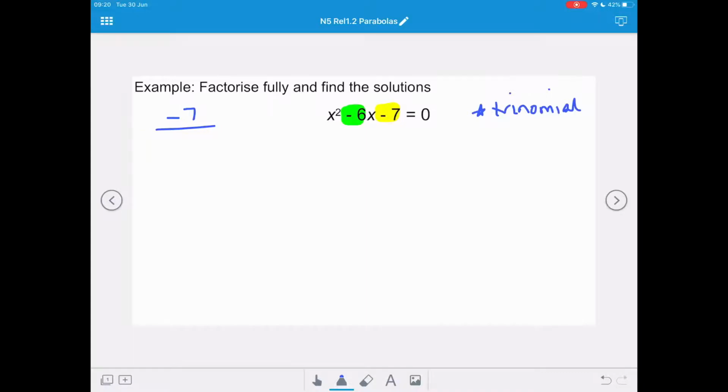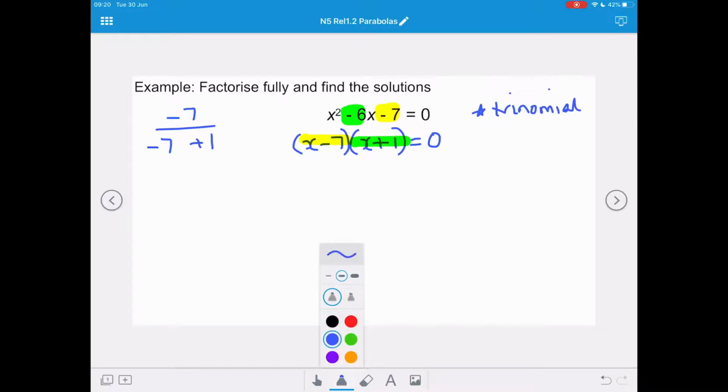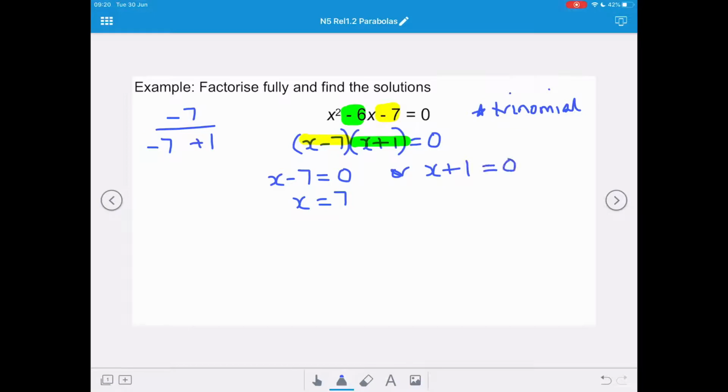And so we know that because there's a negative 7 at the end, our biggest factor is going to be negative, so we've got negative 7 and plus 1, and that does give us negative 6, so our brackets are x minus 7 upon x plus 1 equals 0. So we're solving, so x minus 7 must be 0, or x plus 1 must be 0. And we're going to equate x minus 7 to 0, and we're going to add 7 to both sides, giving us x equals 7. And we've got x plus 1 equals 0, and if we take away 1 from both sides, we're going to have x equals negative 1. And these are the solutions to this trinomial.